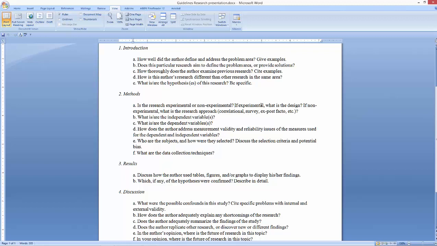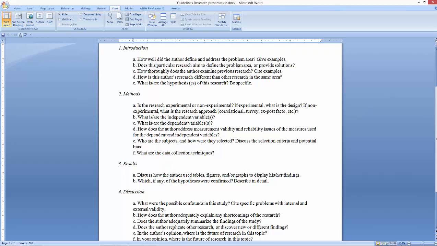So if it's experimental, what is the design? We didn't really talk much about experimental design, so if they state it, state it. Sometimes they don't. And again, we didn't talk about all the different permutations and combinations of research design, so that may not be applicable to what you're doing. If non-experimental, what is the research approach?